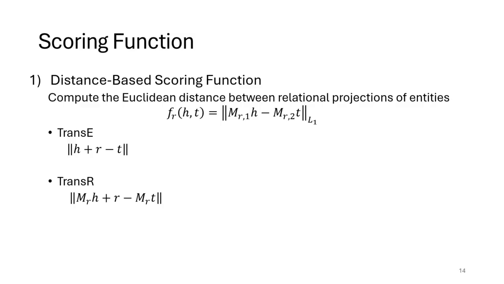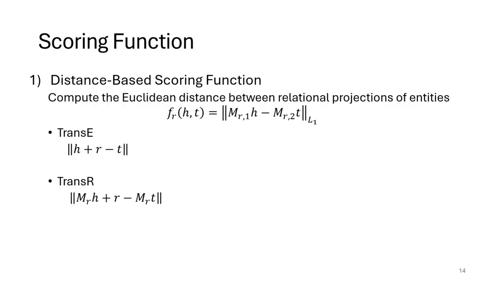Once we've decided on the space in which to embed the head, relation, and tail of a triplet, we need to determine the rules for embedding. To do this, we define a scoring function. There are two main ways to define this function. The first is distance-based, which defines the Euclidean distance between entities and relations as the scoring function.